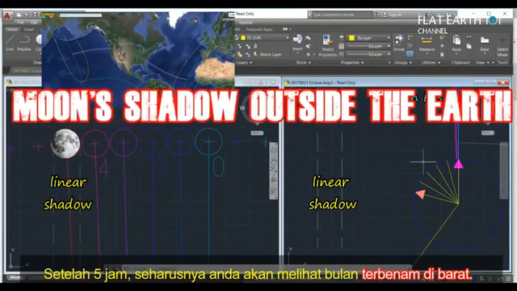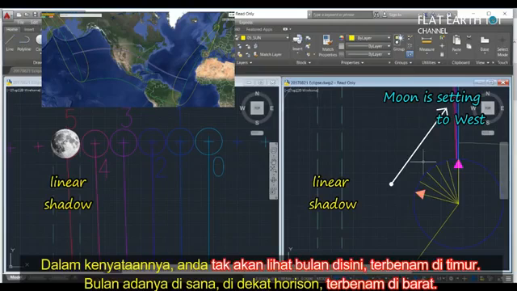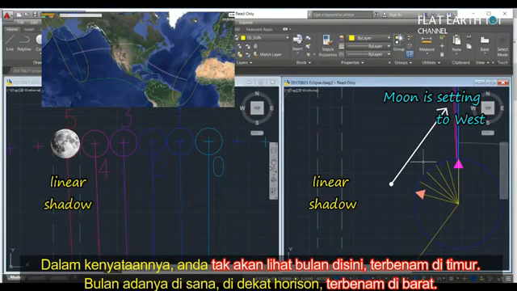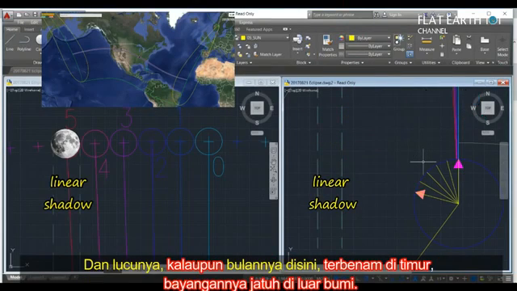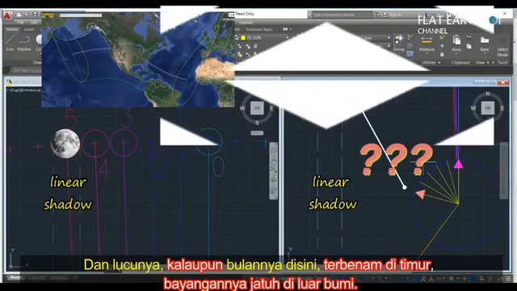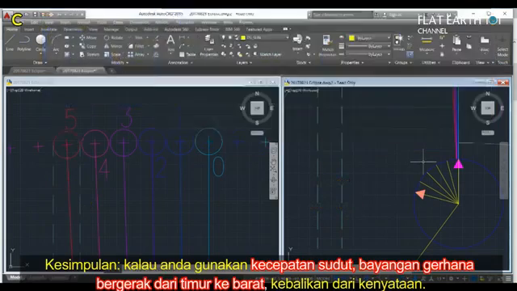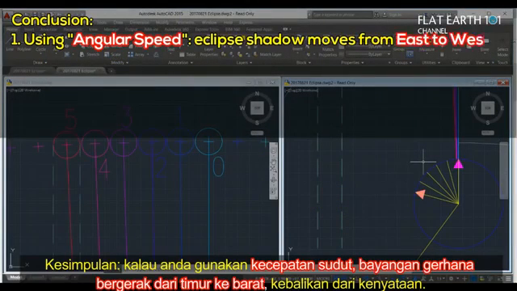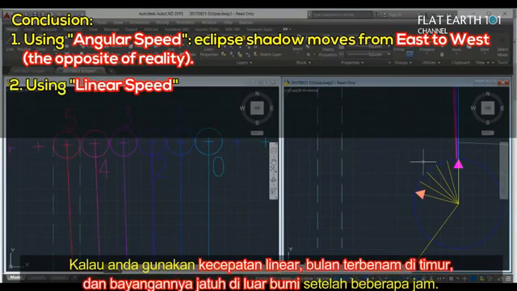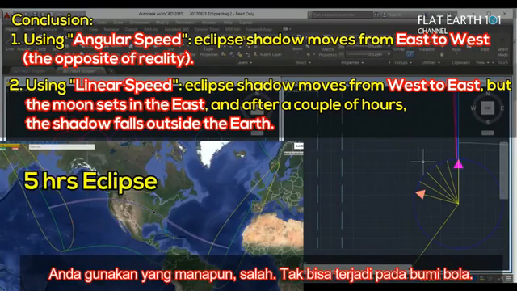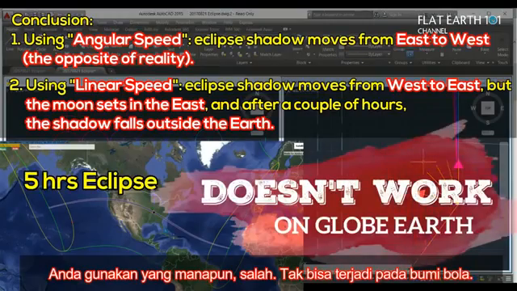After 5 hours, you will see the moon is setting to the west. In reality, you don't see the moon is over here, like it's setting to your east. The moon is over there, near the horizon, setting in the west. The funny thing is, even though the moon is over here, setting in the east, the shadow will fall outside the Earth. If you use angular speed, eclipse shadow moves from east to west, the opposite of reality. If you're using linear speed, the moon sets in the east, and the shadow falls outside the Earth after a few hours. Any which way, they're wrong. It really doesn't work on the globe model.